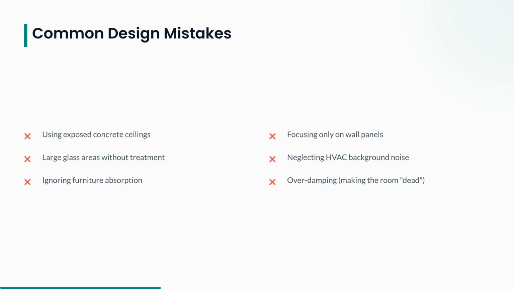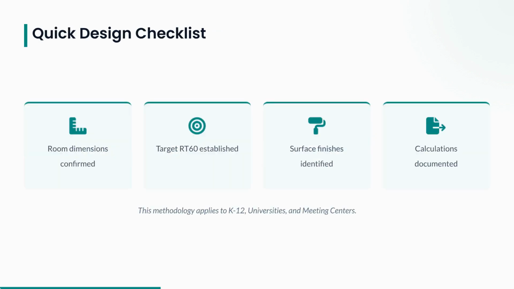Some common design mistakes to avoid include using exposed concrete ceilings, incorporating large glass areas without acoustic treatment, and neglecting the influence of furniture absorption. Our quick design checklist includes confirming room dimensions, establishing the target RT60, identifying surface finishes, and documenting all calculations.